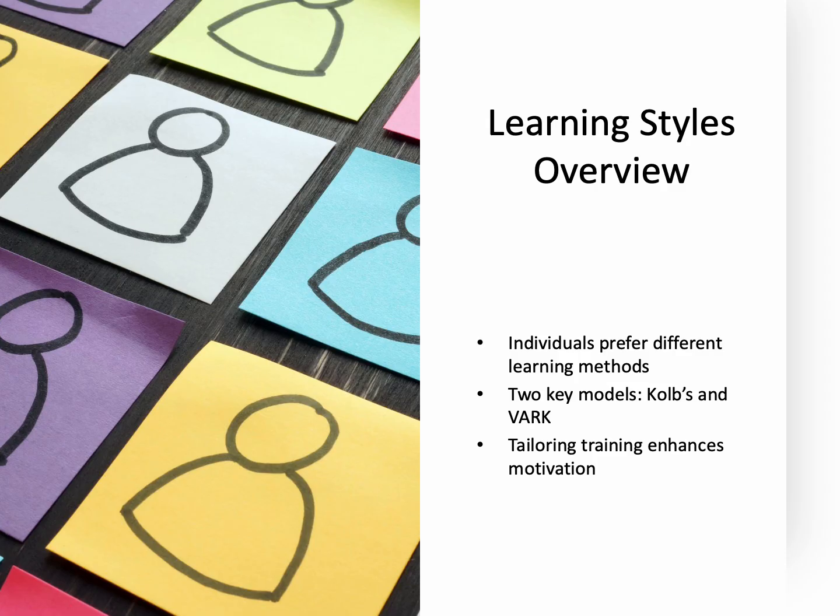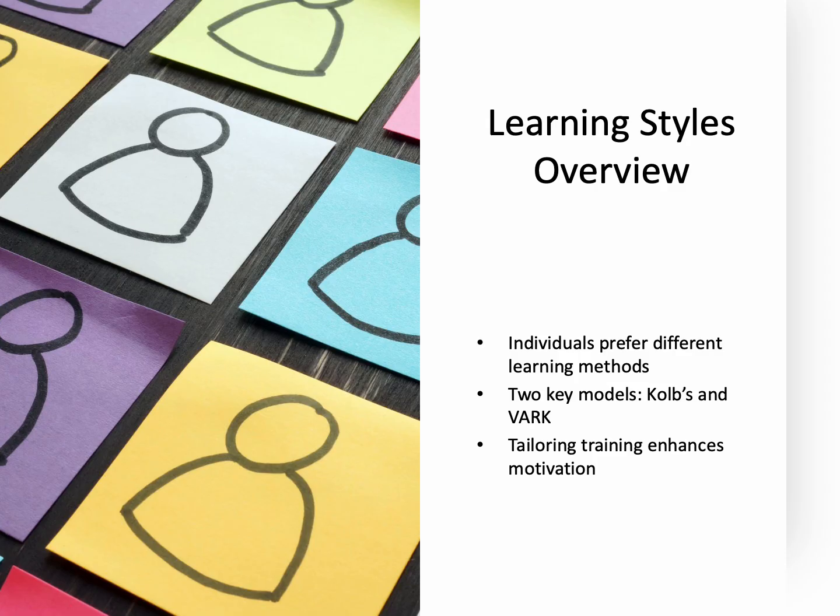Two prominent models are Kolb's experiential learning theory and Fleming's VARK model. Kolb's model emphasizes learning through experience, while VARK focuses on sensory preferences, visual, auditory, read-write, kinesthetic. Tailoring training to these styles enhances motivation and success. For example, visual learners benefit from diagrams, while kinesthetic learners prefer hands-on practice. Understanding these preferences allows trainers to design inclusive programs, such as combining lectures and simulations.